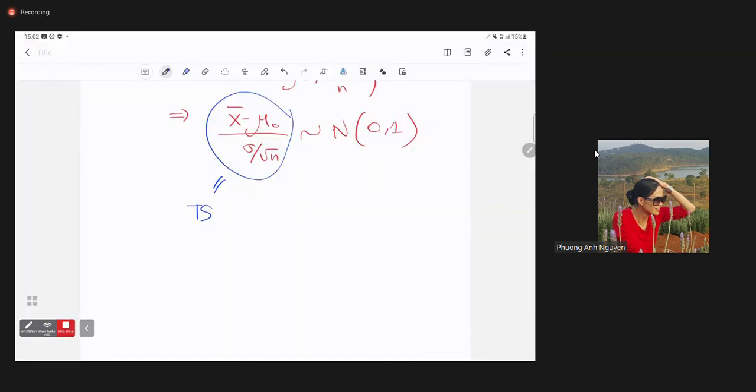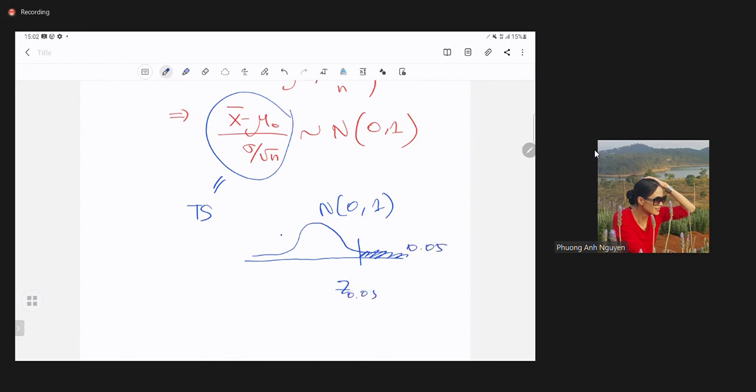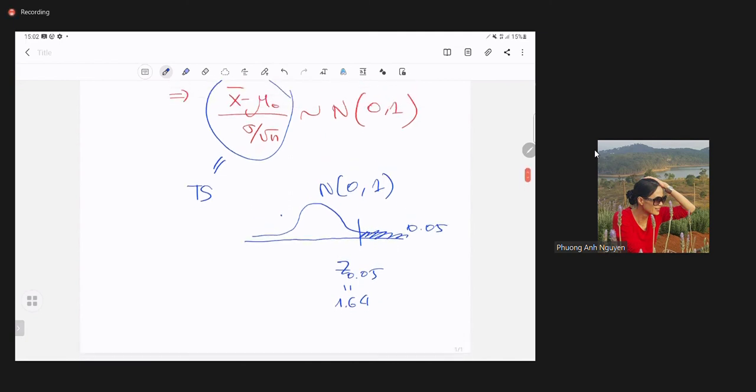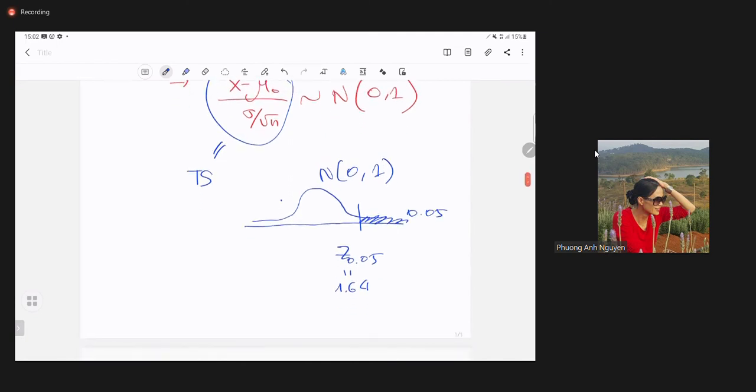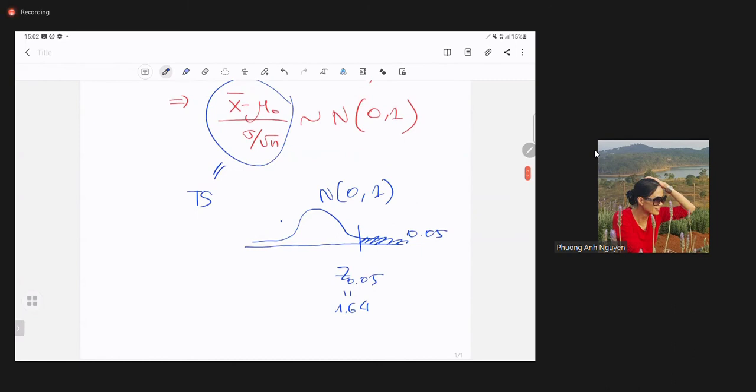Okay, test statistic. Draw N(0,1). Rejection region: I know that now it is the right tail test, for the standard normal distribution, 0.05, 1.64. So I calculate that statistic. If it belongs to the rejection region, I reject H0. Otherwise, I do not reject H0.